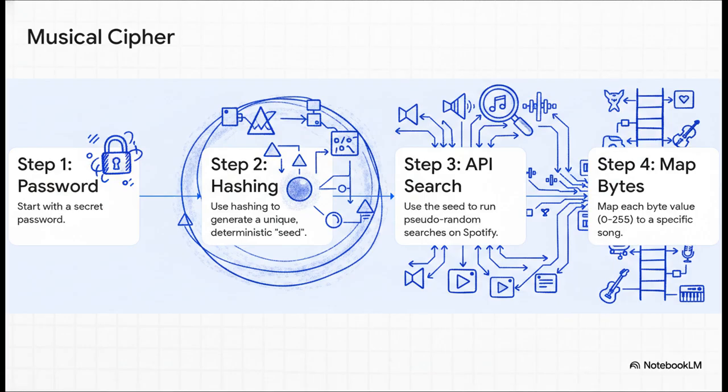You start with a secret password, just for you. That password gets crunched into a unique seed. Think of the seed as the starting point for a bunch of very specific, pseudo-random searches on Spotify. The trick is that they're repeatable. The program then takes the very first song it finds for each search and maps it to a number. So maybe the number 0 becomes a rock anthem, and number 1 becomes a classical piece. And here's the crucial part. The same password will always generate the exact same song map, every single time.